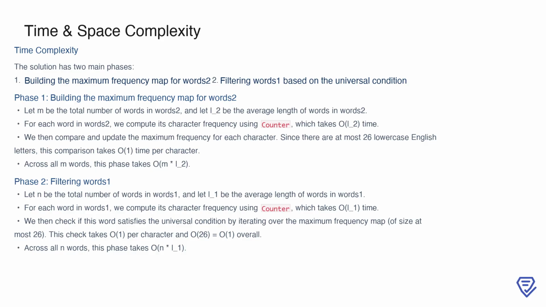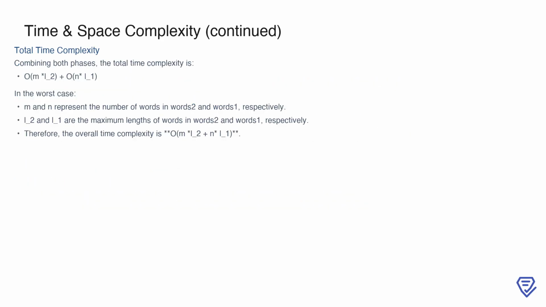Now, moving to filtering words 1, we follow a similar process. For each word in words 1, computing its character frequency also takes L_1, where L_1 is the average word length in words 1. To check if a word satisfies the universal condition, we compare it against the maximum frequency map, which involves fixed constant time operations proportional to 26 letters. This makes the time for checking each word O(1). Repeating this for all n words in words 1 results in a total time complexity for this phase of n*L_1.